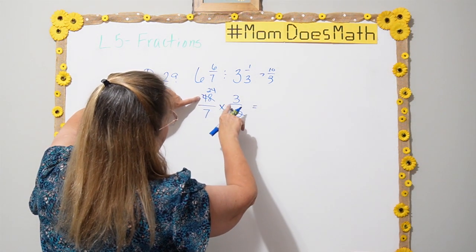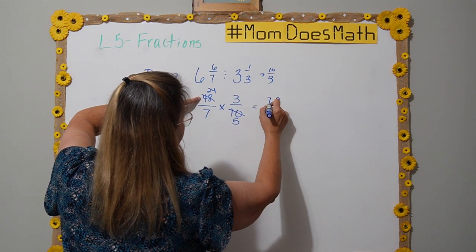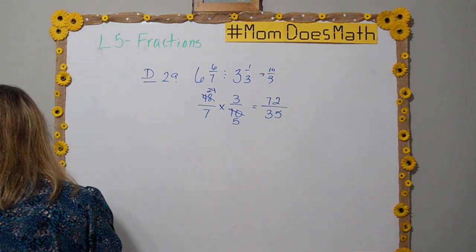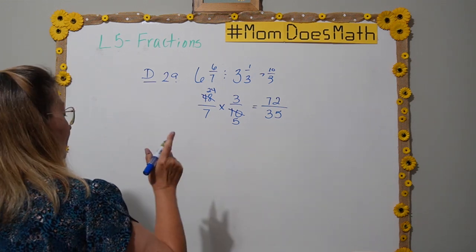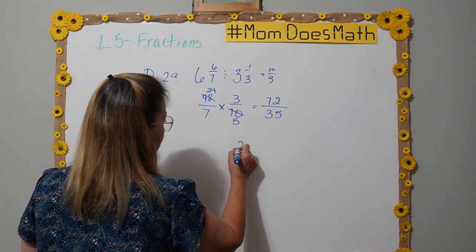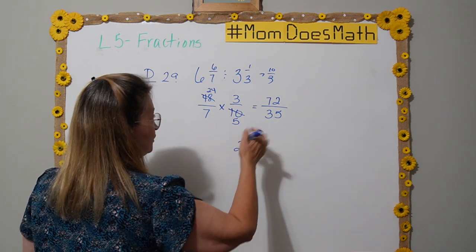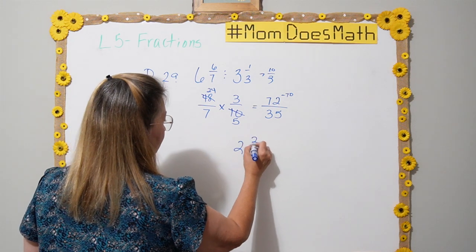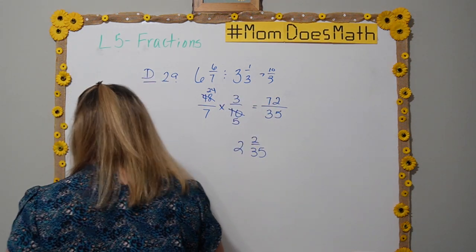So now 24 times 3 is, let's see, 3 times 4 is 12. 6, 72 over 35. Now, is there a number that will go into 72 and 35? No, but I can change it to a mixed number. How many times will 35 go into 72? 2 times. Now, when you take that out, what's 2 times 35? That's 70. So you've already removed 70 of your 72 pieces. What do you have left? 2 35ths. So either one of these two answers is correct.